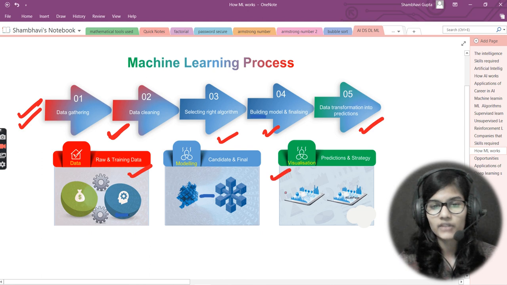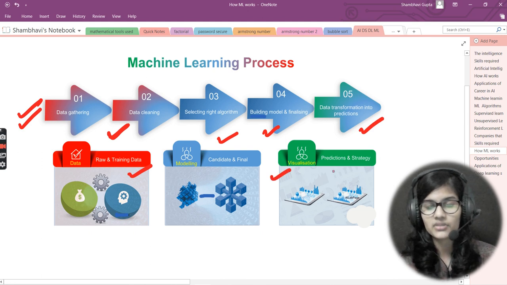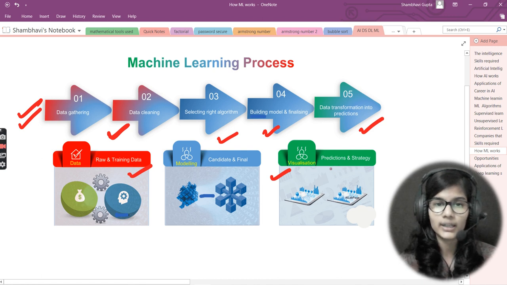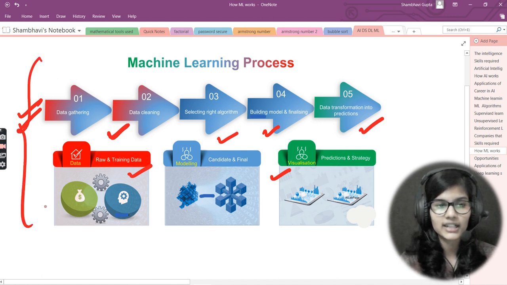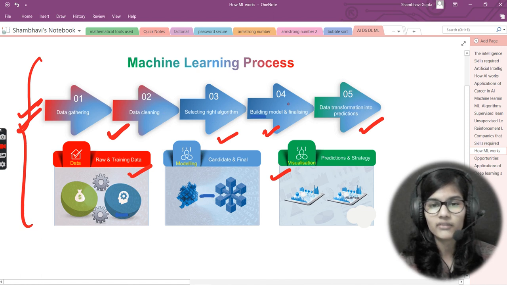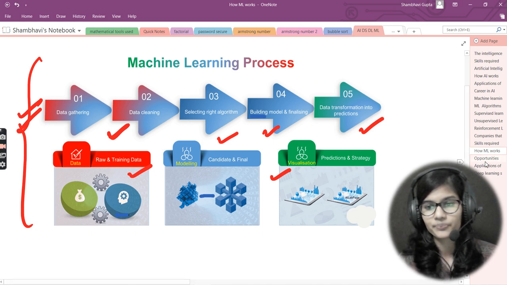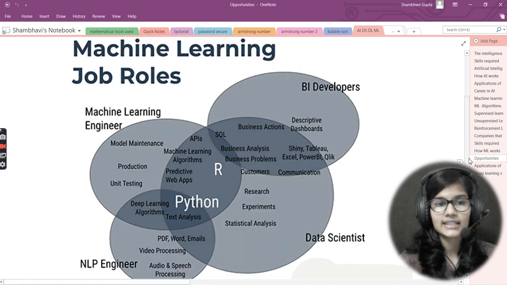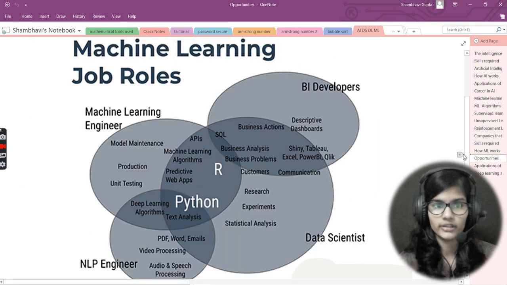And at last we have visualization. This topic basically comes in the transformations, the predictions and the strategy which you are going to apply. So this is the whole process of how machine learning works, right? Data gathering is done, then data cleaning, then selecting the right algorithm, building and finalizing the model, and at last data transformation into the predictions.